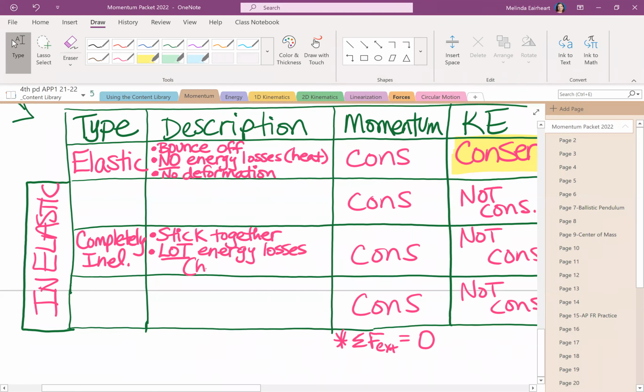Okay, and we're talking heat, deformation. Okay, this one has a lot. That's your typical inelastic, but we call it completely inelastic or perfectly inelastic, because there's a difference between completely and partially. So partially inelastic is honestly the most challenging one, because the objects still bounce.